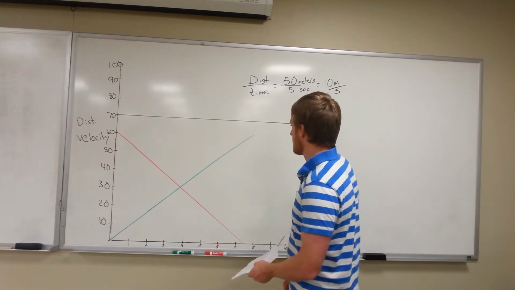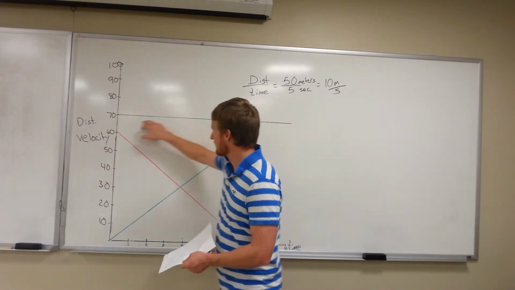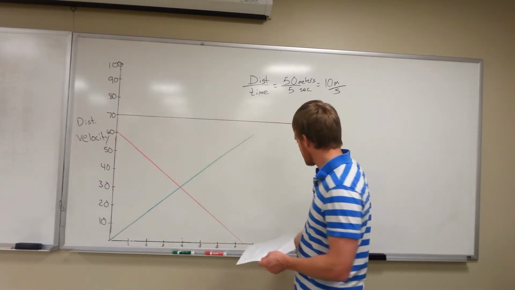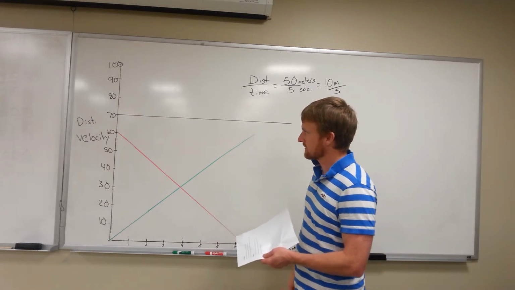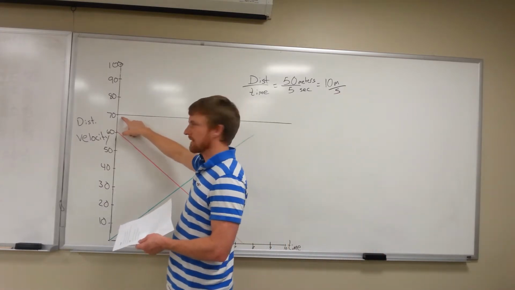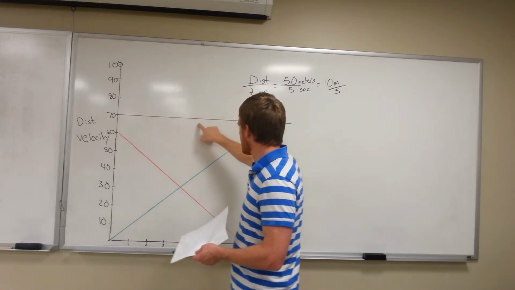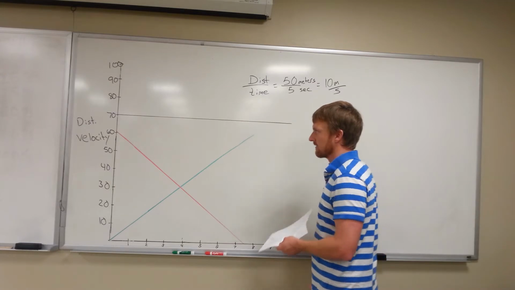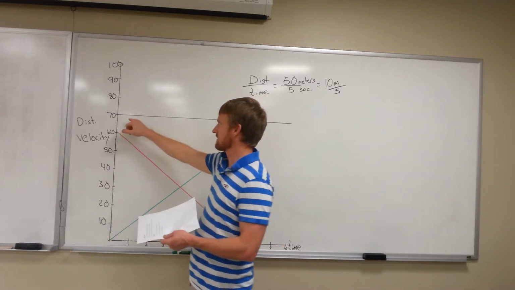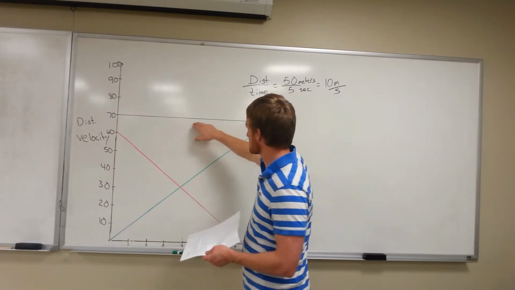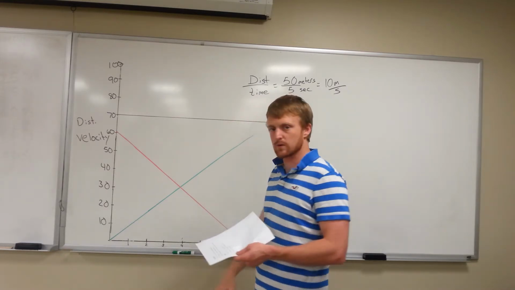But what about this black line? Are we moving with our distance versus time graph? Are we going anywhere? No, we're not. As time passes, we are staying at the same exact spot the entire time. So our velocity slope is 0. That is a 0 slope going straight across, a horizontal line.